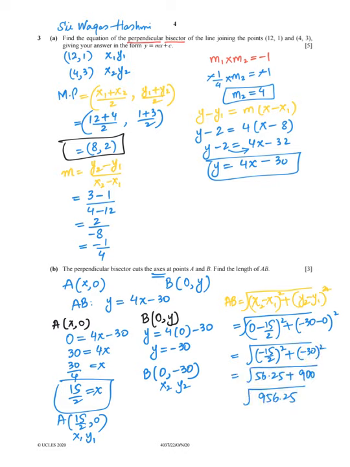I have solved the values with the help of a calculator, right? I have divided these two and squared it, and I will find the square of minus 30, so it's 900. Add them together, and then I will find the root of 956.25, and that equals 30.9. That is the length of AB, and that is our final answer.